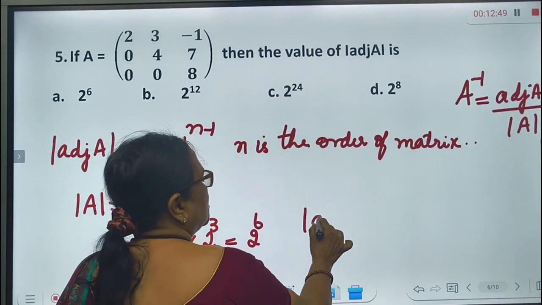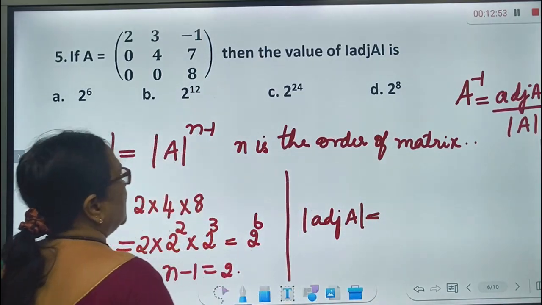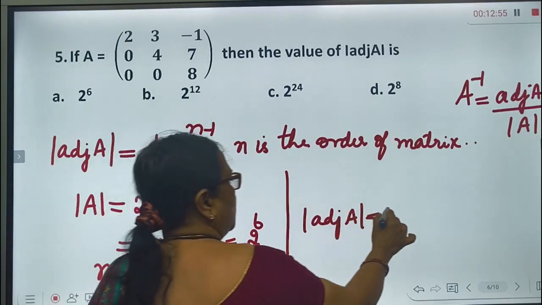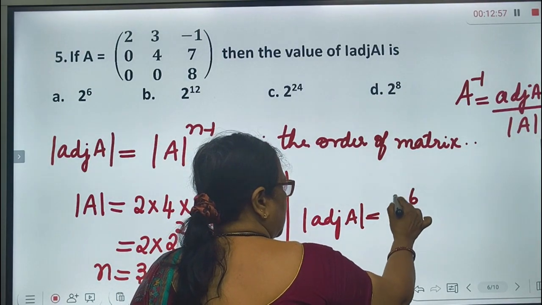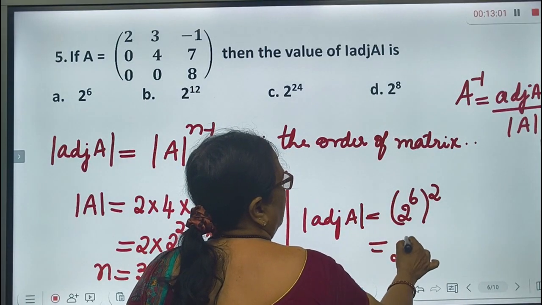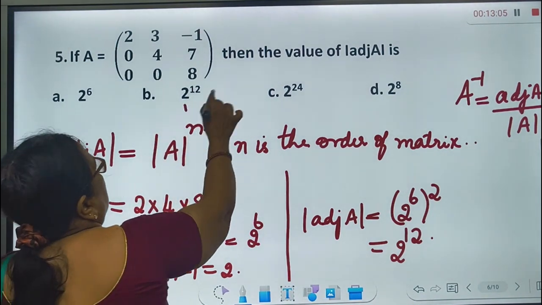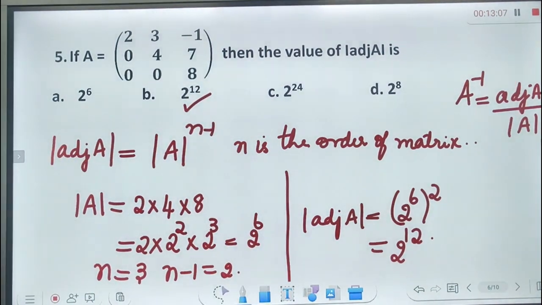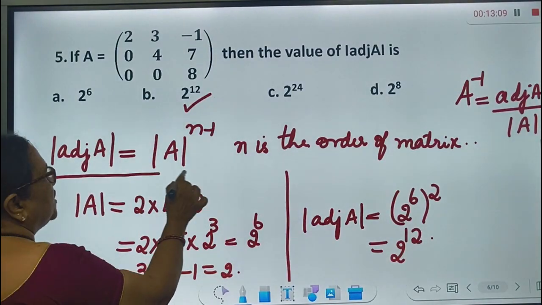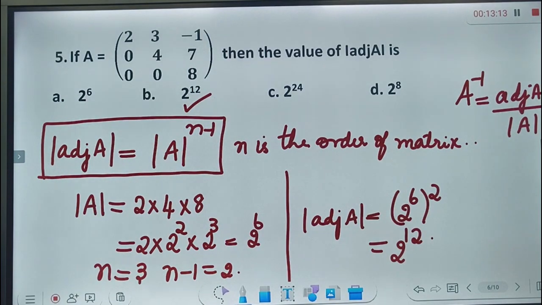So determinant of adjoint of A will be determinant of A to the power n minus 1, 2 power 6 to the power n minus 1, which is 2. So this is 2 power 12. So the answer is 2 power 12. So always remember, determinant of adjoint of A is determinant of A to the power n minus 1.